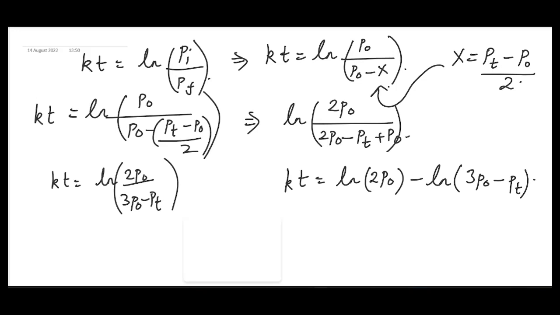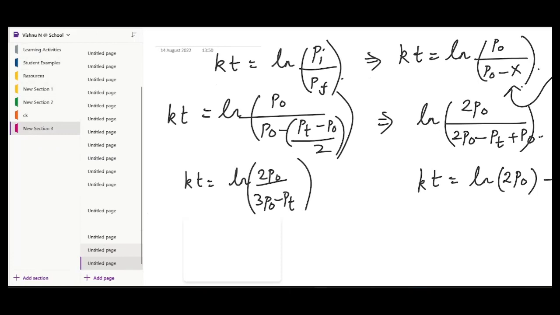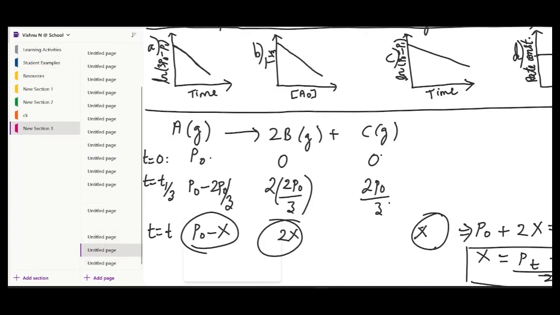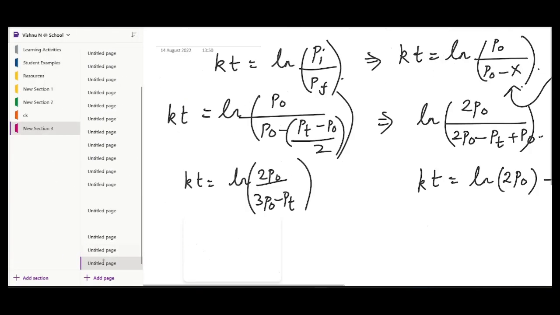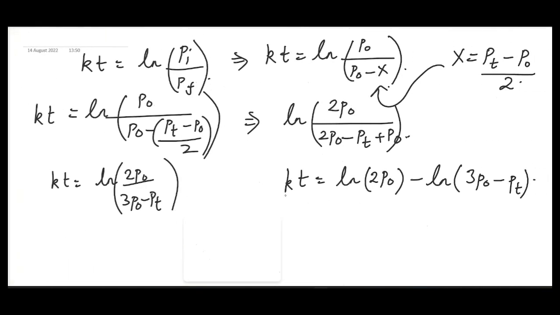Now at this point we can notice that in the question an option was there considering logarithm of 3 P naught minus P1 versus time. So we have got something in the form of a straight line equation. Now let us rearrange the terms for more conceptual clarity.